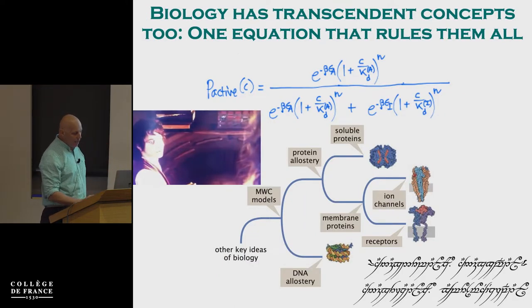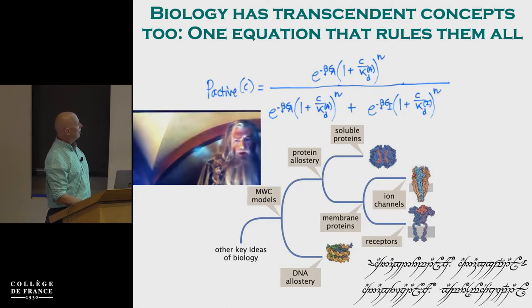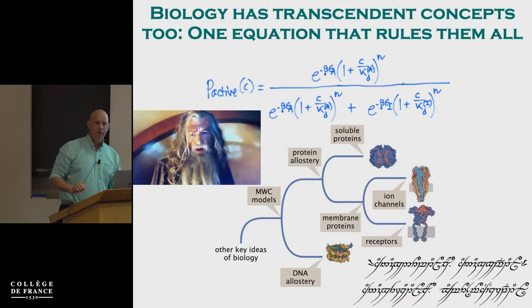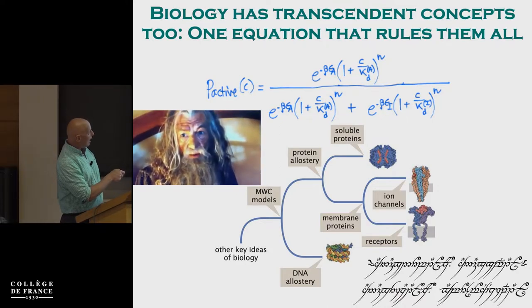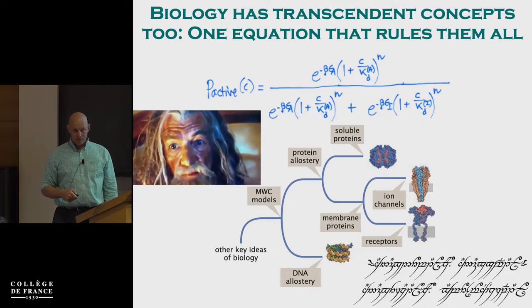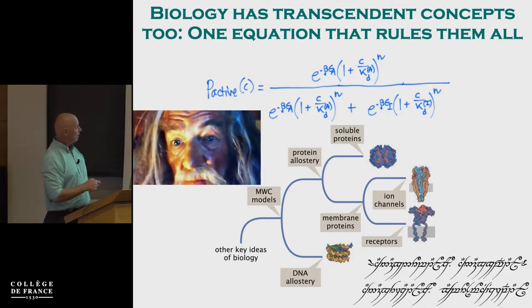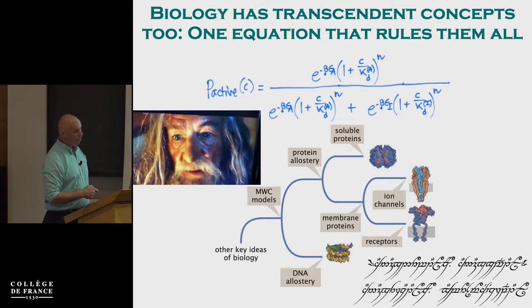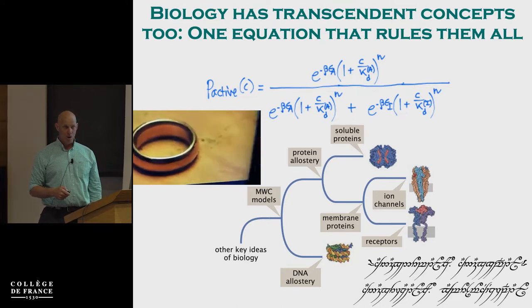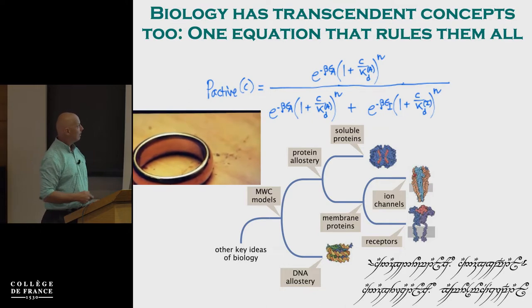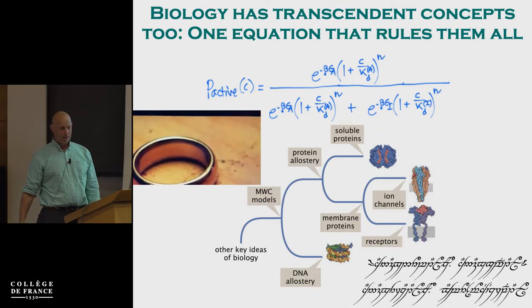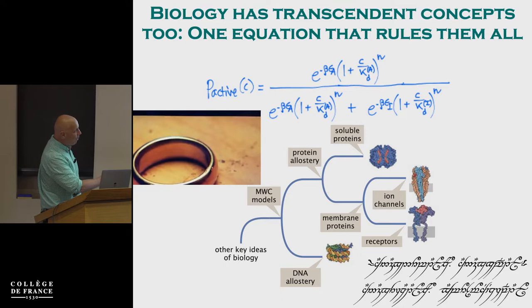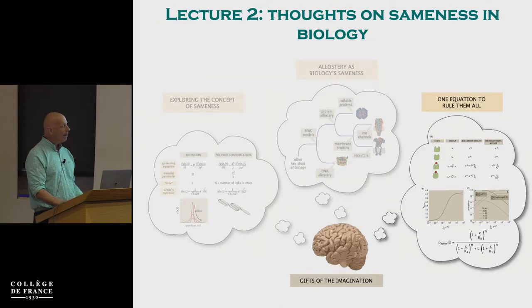And what I wanted to say is that biology has such concepts. So this is, well, we won't hear that. That's too bad. Anyway, what is this? That guy is Gandalf, and he's in the process of saying to Frodo that there's one ring that rules them all and in the darkness binds them. This is the ring. Well, anyway, this is Elvish for the MWC model, and it says there's one equation to rule them all, which is this one. Okay, so that's kind of my background on allostery.